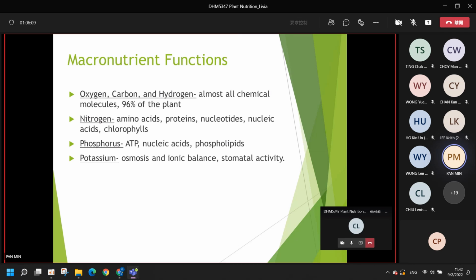And phosphorus. Phosphorus is a structural element in nucleic acids and a component of nucleotides. Phosphorus plays an important role in energy transfer and is also essential for the transfer of carbohydrate in the leaf cell.